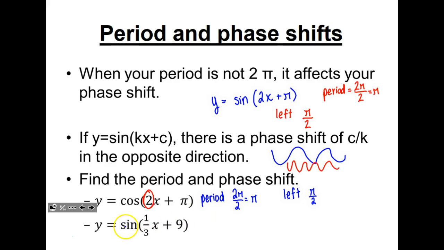What we've got here is sine of 1/3 x plus 9. So the period: the normal period for sine is 2 pi, right? 2 pi is all the way around the unit circle. So we will divide that by this number right here in front of the x. So I have 2 pi divided by 1/3. Flip and multiply, because I do not want you to leave me complex fractions. Nobody knows what 2 pi over 1/3 is.